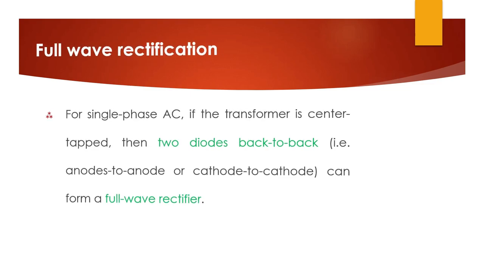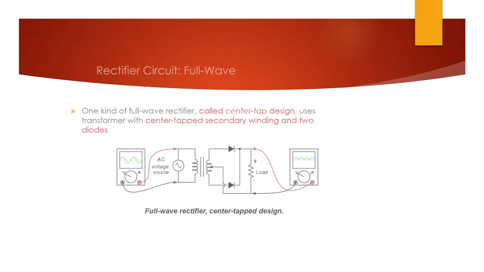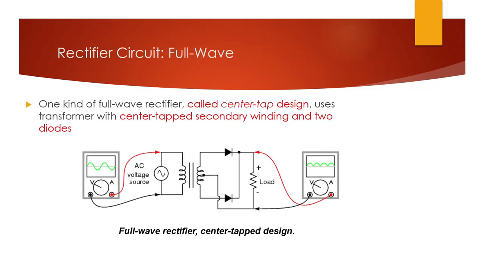So according to that we have two types of full wave rectifiers. One is the center tap transformer and another one is the bridge rectifier. First we will begin with the center tap design. In the center tap design we have a transformer. At the input of the transformer we have an AC voltage source.